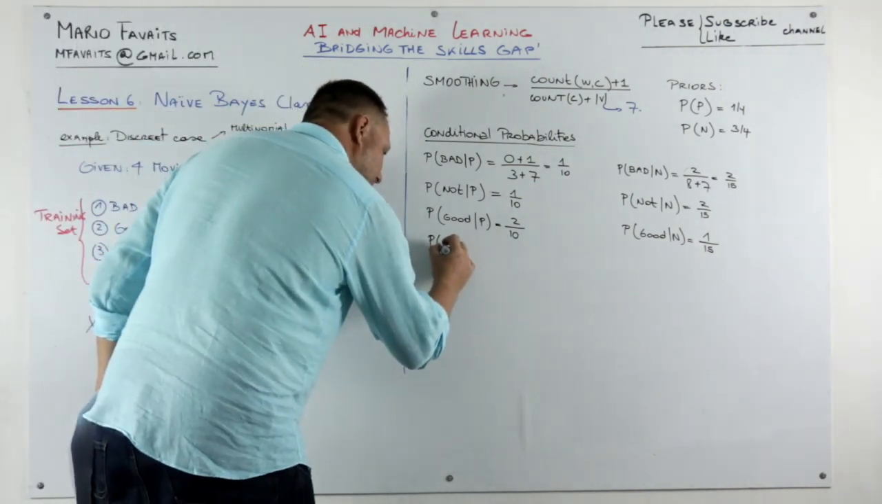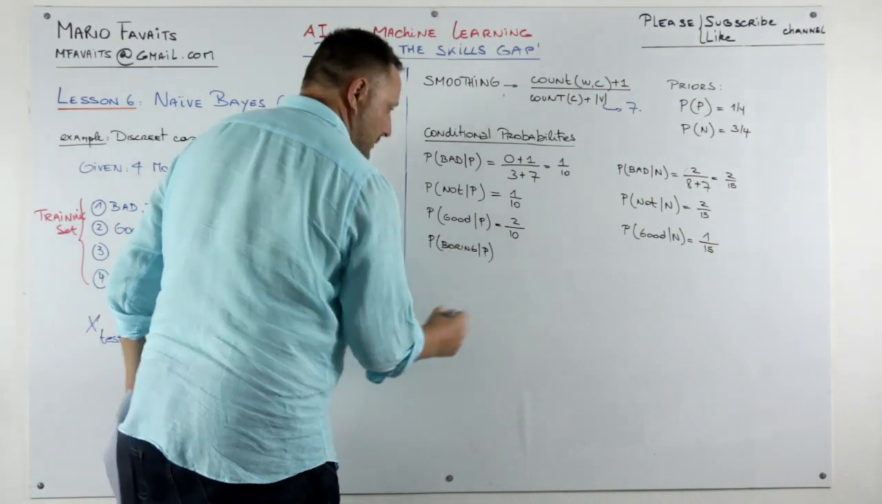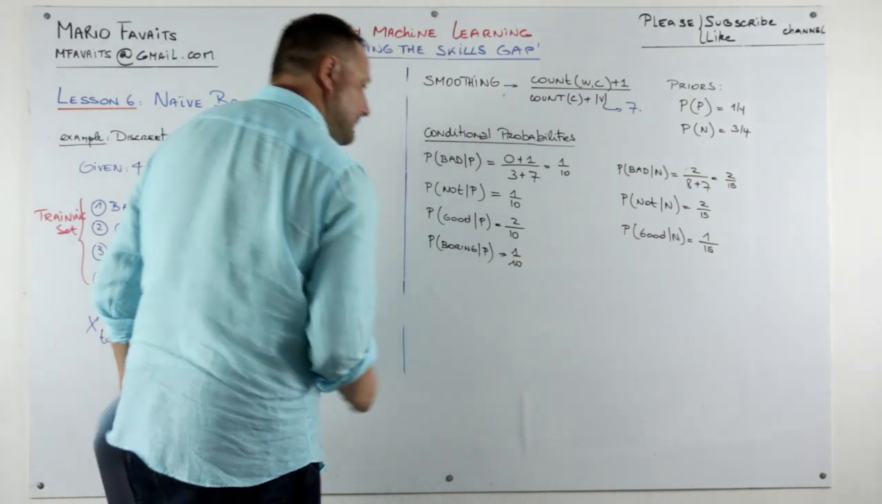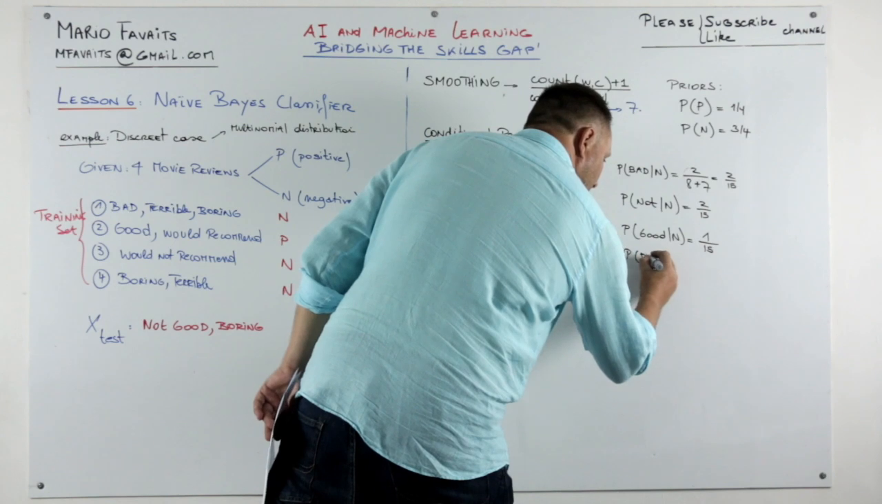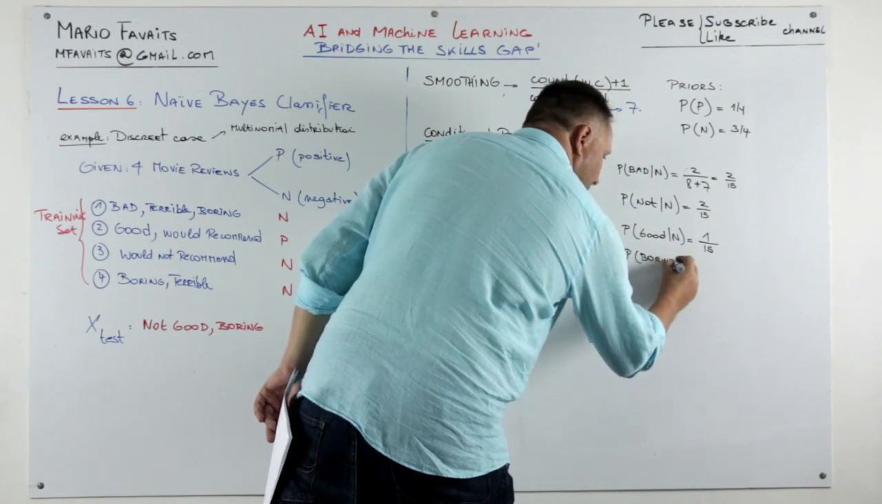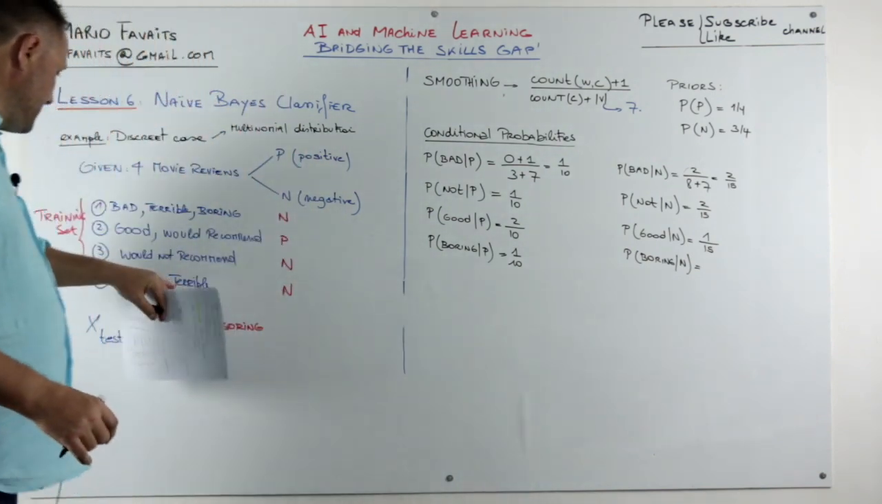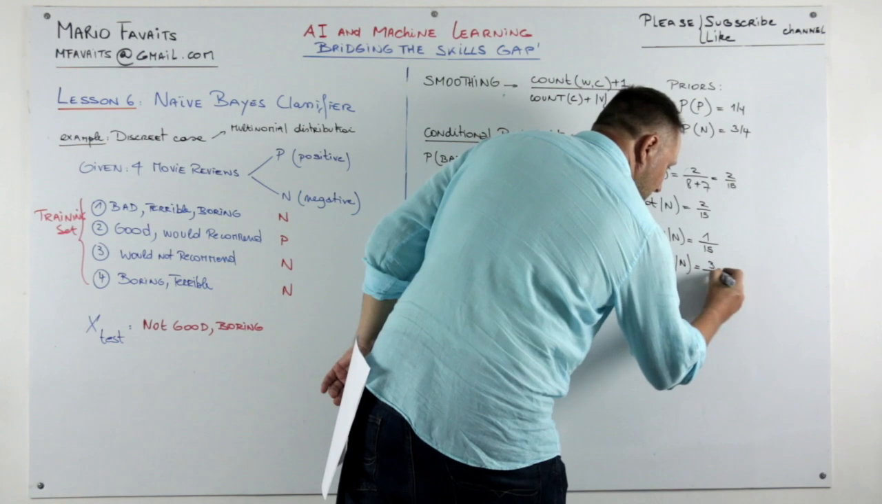And then boring. The chance of having boring in a positive review is 0, so this will again be 1 out of 10. And boring in a negative review, we have it twice, here and here. Plus 1 from smoothing means 3 out of 15.